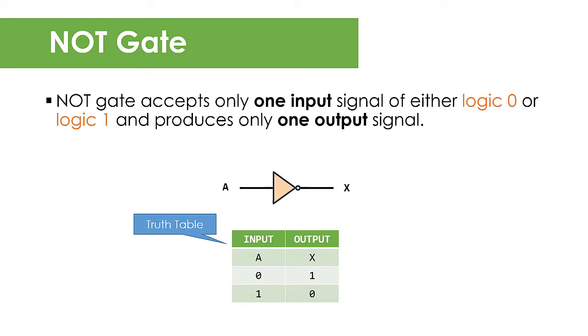In electronics, a triangle is used as a buffer symbol, and the circle denotes an inversion. So basically, the symbol of NOT gate is often referred to as inverting buffer or simply inverter. And to represent this gate in Boolean expression, we can simply say that the output X is equal to NOT A or the inverted signal of A. This bar on top of the variable denotes inversion in Boolean expression.